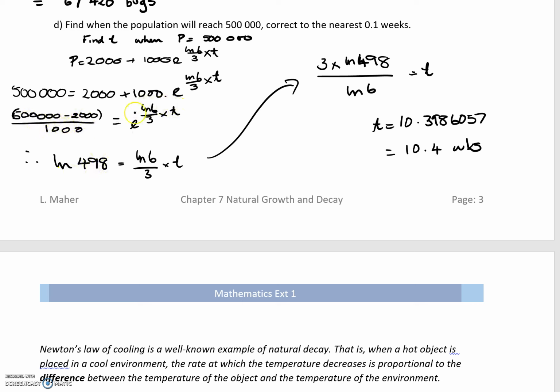Take the log of that, which gives me the power, which is log 6 on 3 times t, multiply by 3, divide by log 6, to give t, and be careful doing that calculation. The question required it to the nearest 0.1 of a week, and so we get 10.4 weeks. So that completes that example.